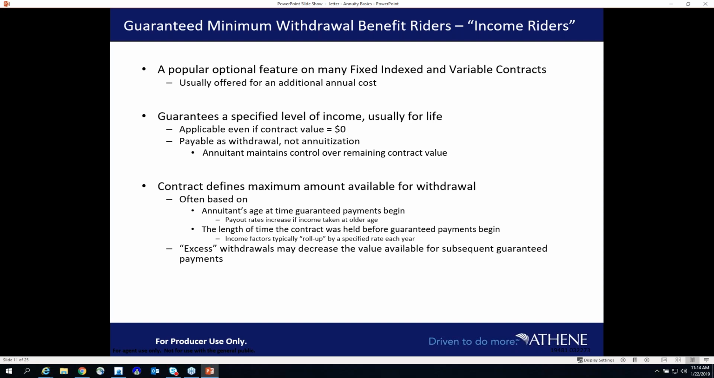Generally speaking, payout rates increase if taken at an older age. It also depends on the length of time the contract was held before the guaranteed income payments begin. Income factors typically have a roll-up each year by a specified rate. Our contracts do have that. Excess withdrawals may decrease the value of the subsequent guaranteed payment. So that's important. Once you turn that lifetime income payment on, if you take excess withdrawals, generally speaking, it will decrease those future income payments proportionally by the amount that you take out in excess.